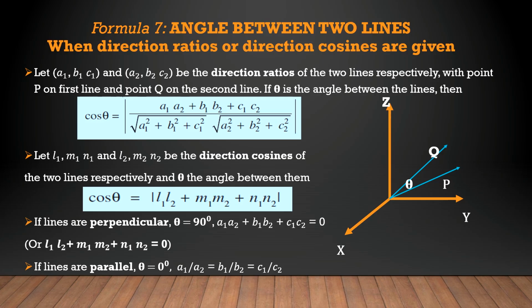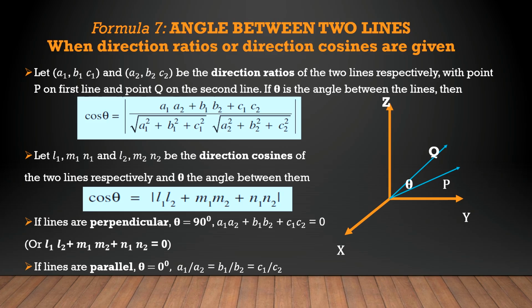Now note this very clearly: if the lines are perpendicular, the angle between them is 90 degrees and cos 90 degrees is 0. So remember this, A1 A2 plus B1 B2 plus C1 C2 is equal to 0 if the lines are perpendicular, or in the form of direction cosines, L1 L2 plus M1 M2 plus N1 N2 is equal to 0.